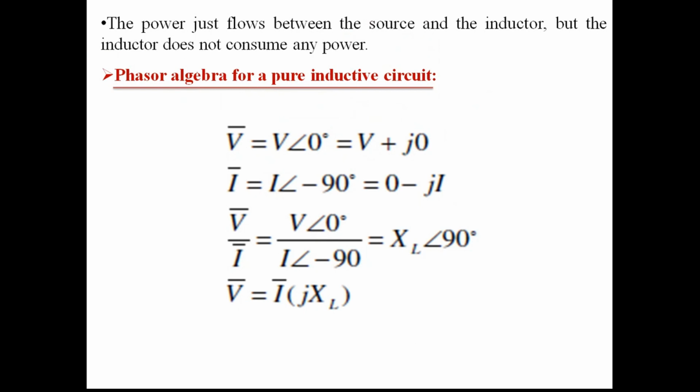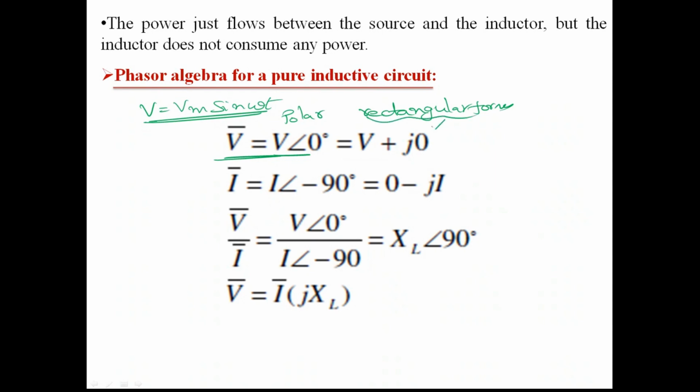Now let us look at the phasor algebra for a pure inductive circuit. Now let us represent them as phasors. The applied voltage V is equal to Vm sin omega t, and I represent it as a phasor in polar form. This is a phasor representation, chapter 2. There are two forms. One is polar, another one is Cartesian or rectangular form. This is a rectangular form. This is a polar form. Every sinusoidal quantity or complex quantity may be represented either in polar form or in rectangular form.